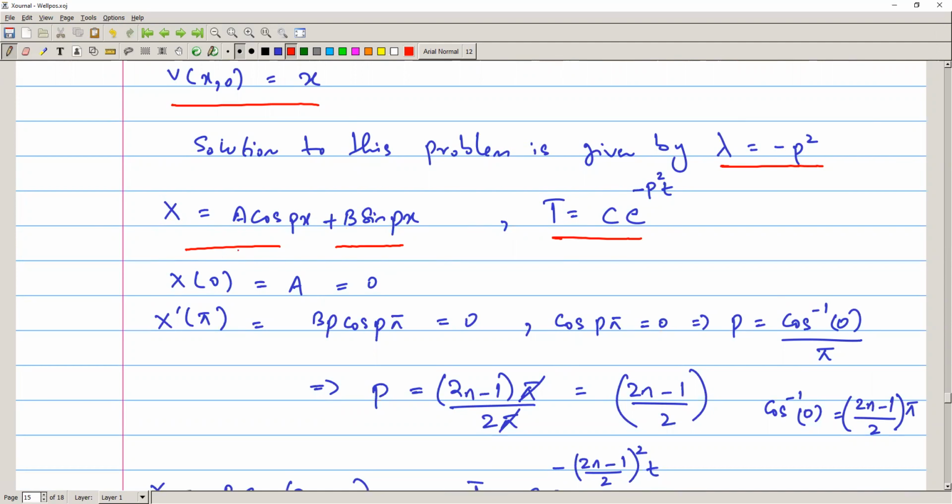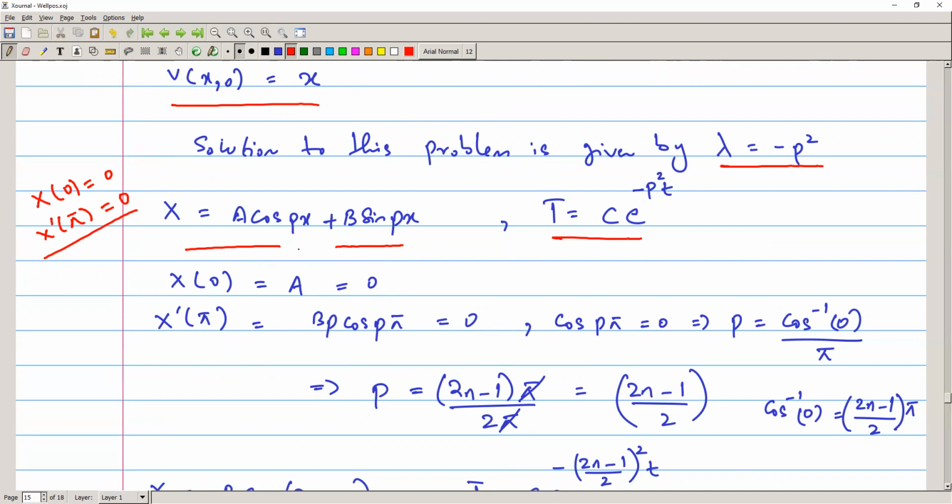And then we will apply the boundary conditions from the equation, that are x of 0 is equal to 0 and x prime of pi is also equal to 0, right? So therefore x of 0 is equal to a is equal to 0, because when we apply 0 here, it will be a cosine 0 plus b sine 0. So sine 0 is 0, therefore we will be left with a, because cosine 0 is 1, so a is equal to 0.